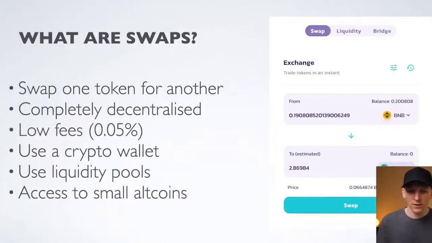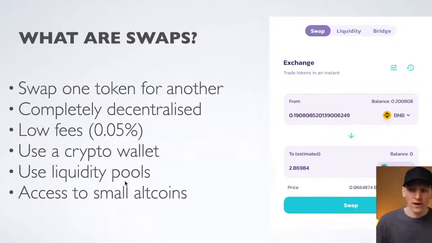What are swaps then? You can see right here, this is a swap. You can swap one token for another in a completely decentralized way. The fees are way, way lower, so that's definitely an advantage of a DEX. You have to use a crypto wallet though. This is not a company that is providing you a service. It's simply a computer protocol, and you need a crypto wallet and coins in a wallet to actually go ahead and swap. And the way that you swap is through a liquidity pool.